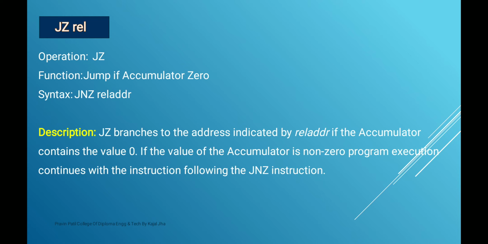If the accumulator contains 00H after the execution of DEC A, that is decrement A, then program execution continues at the instruction identified by the label UP2. Okay, this is JZ.